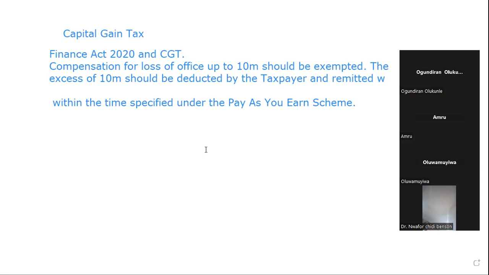Do you understand that now? Yes, sir. Thank you, sir. Yeah. So let's look at what is then the effect of capital gain tax. I'm sorry, Finance Act 2021.